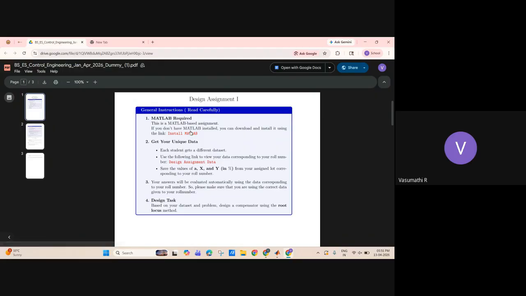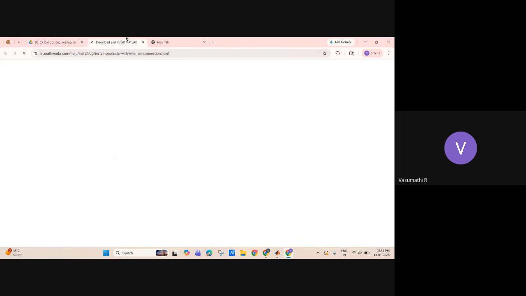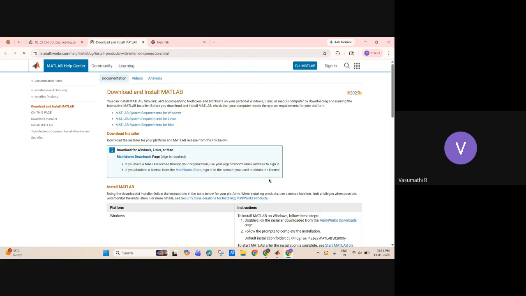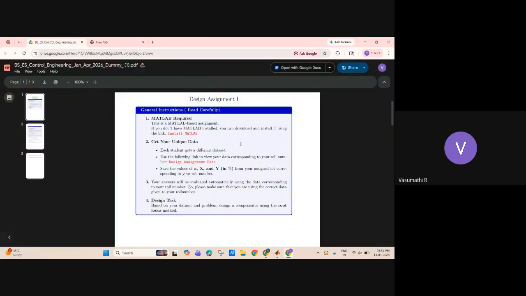If you open this design assignment, use the following link to view your data. If you don't have MATLAB, you can install it via the link given here. Otherwise, you can use the online MATLAB platform. That is also fine. The next thing is each student gets a different data set. We are fixing unique data sets for every student. So you will get your own data set that won't mix with other people's. Even if it mismatches, by designing your compensator, since I have taken 5% here and there, it won't be too identical between you and somebody else. So that is the point of having this design assignment.